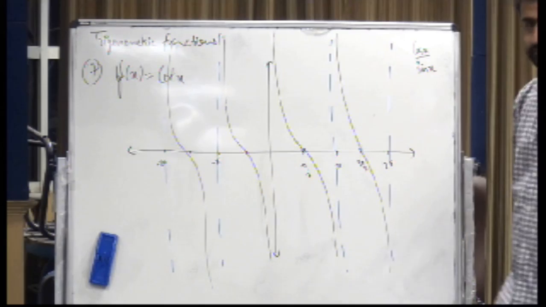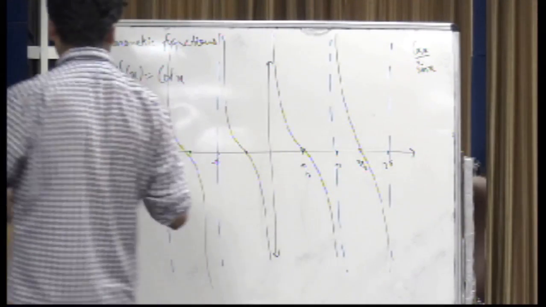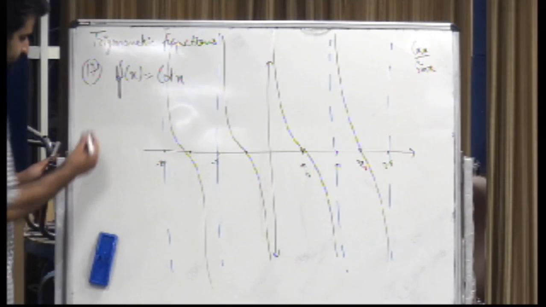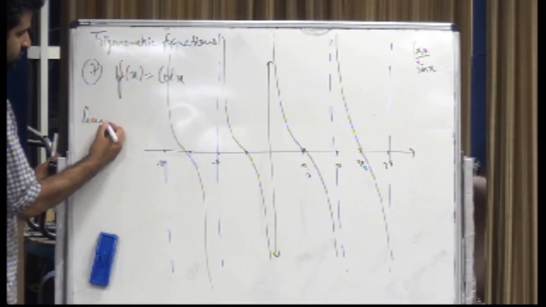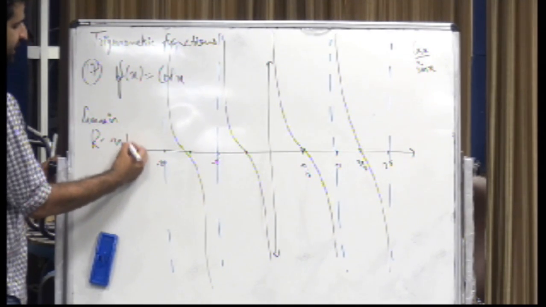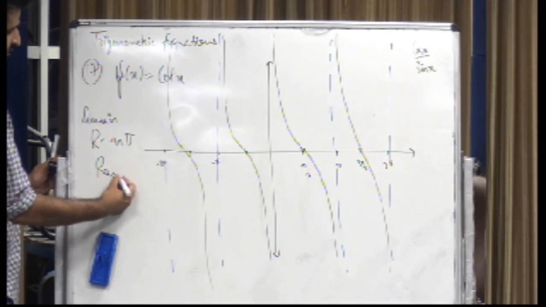What is the domain? R minus integral multiples of pi. So the domain is all real numbers except n pi. Range is R.